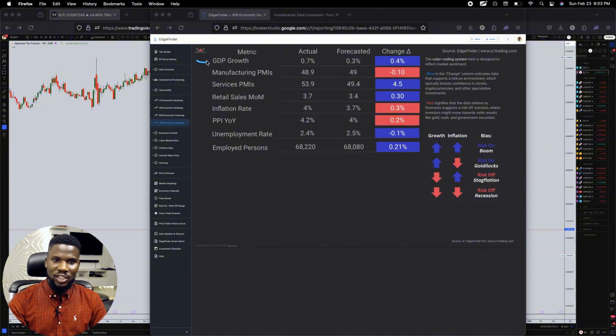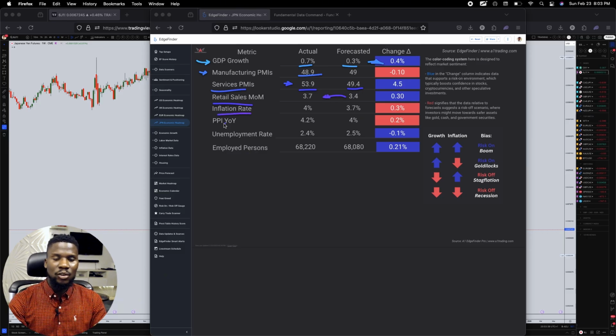So we have the GDP growth looking very strong, from 0.3 to 0.7. It added like 0.4% to the economic growth, which is very decent. Manufacturing PMI is mildly low, below 50 is not good at all. And then we have the service PMI, which still stays above 50 at 53.9, and it jumped from 49.4 to 53.9. That is significant. We have the retail sales month on month looking very decent, from 3.4 to 3.7.